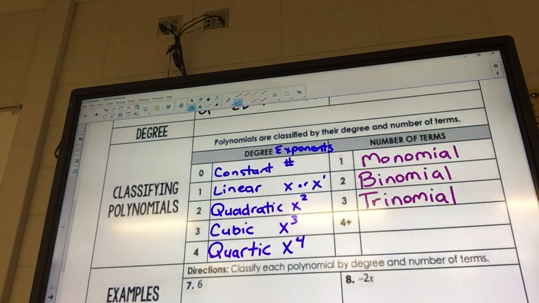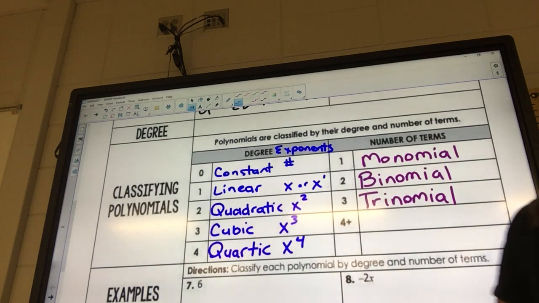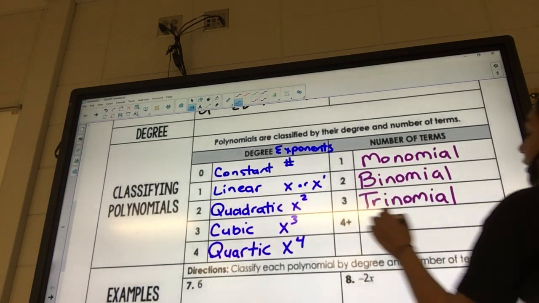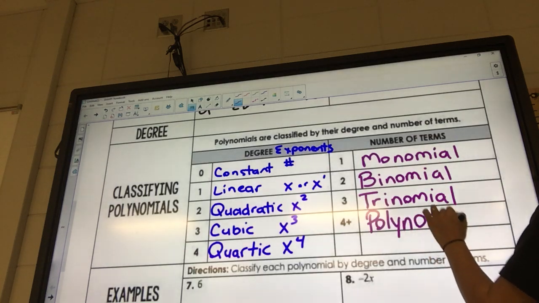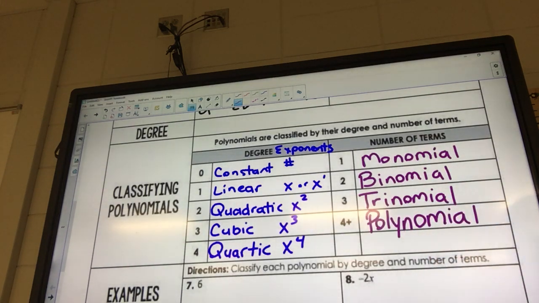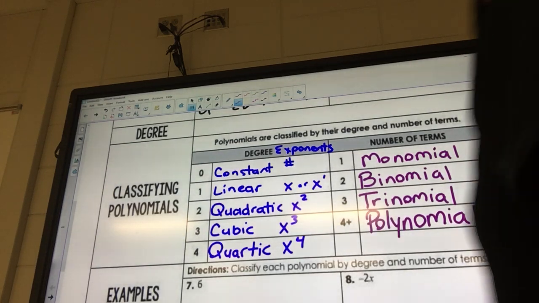Chill, bruh. Okay, and then if it has 4 plus, it's called a polynomial. So anything above 4 is called a polynomial. Yep, and I'm going to show you what we're talking about as soon as you guys write this down.